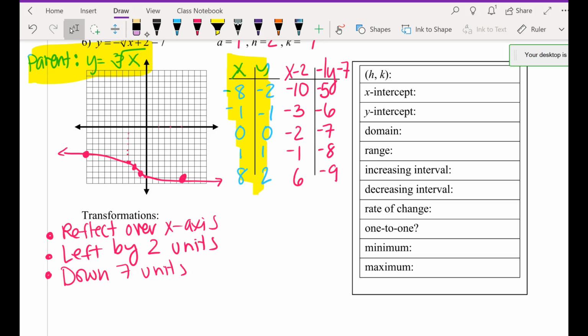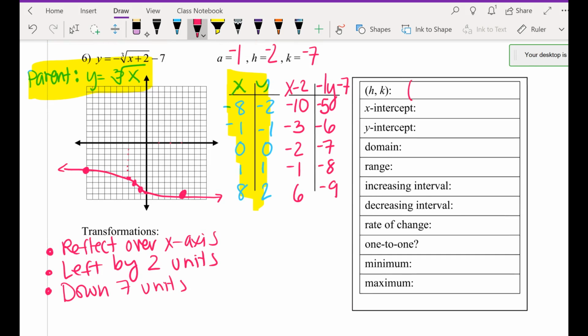Let's answer the rest and then Valerie, can you tell me H and K? 2 and -7. I'm sorry, I can't hear you. 2 and -7. You're so close. Not 2, but -2. -2 and -7. Good. X-intercept. -2, 7. That's a comma, dude.